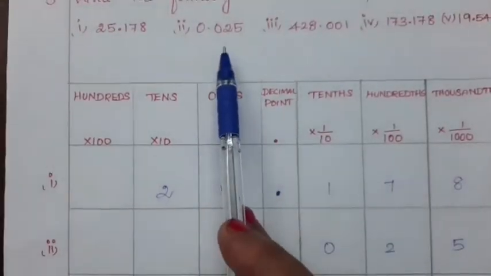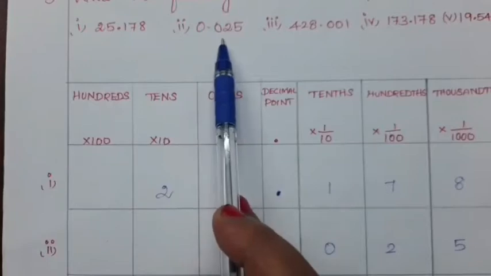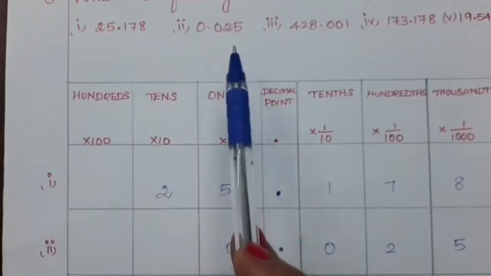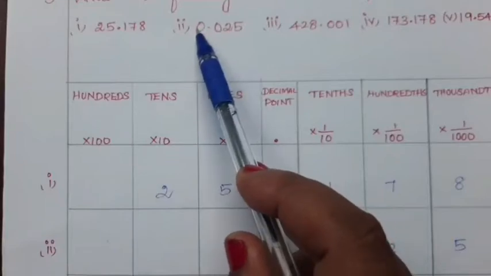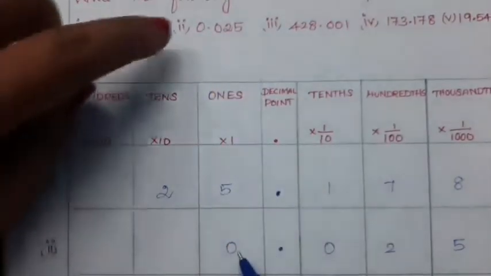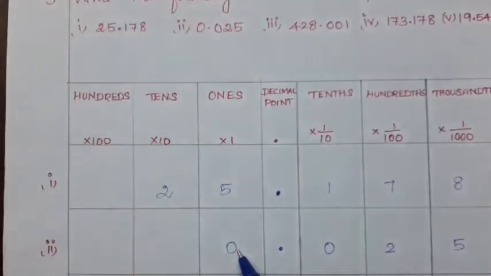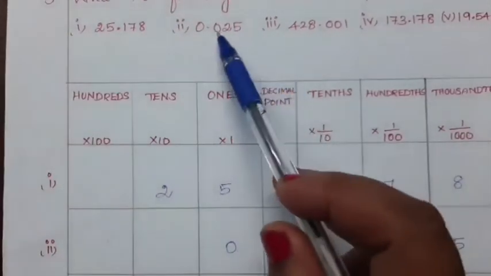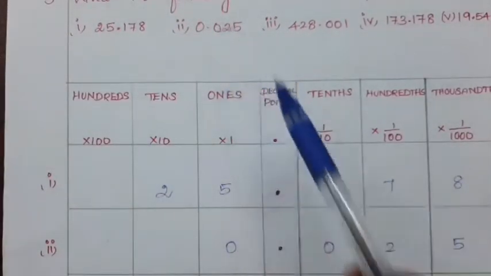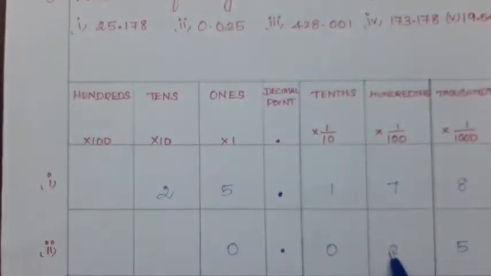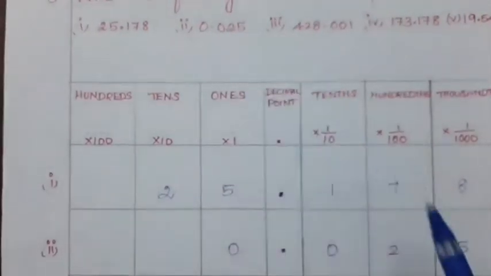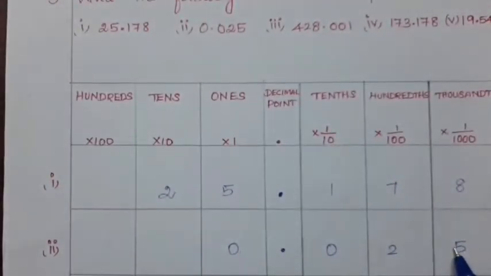Let us move to the second subdivision, 0.025. To the left of the decimal point we have 0 in ones place. To the right of the decimal point we have 0 in tenths place, 2 in hundredth place, 5 in thousandth place. Next subdivision 3.